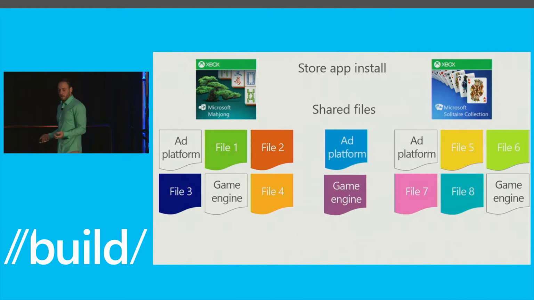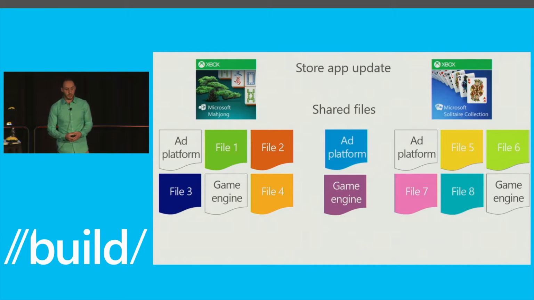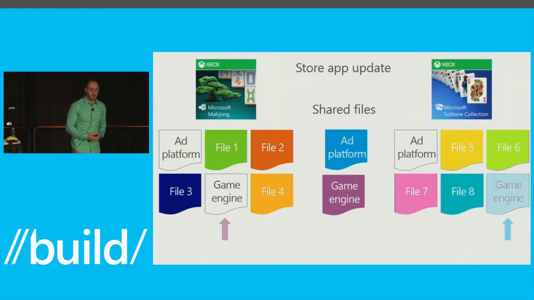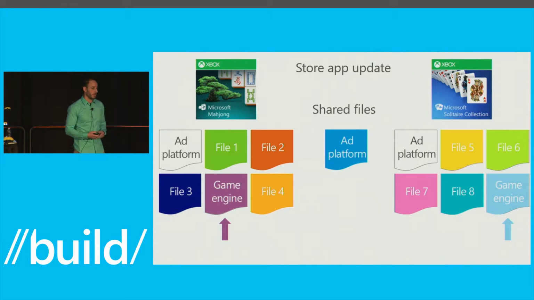Now, the next logical question is, okay, what happens when one of these files actually gets updated? In this case, I'm going to update the Solitaire app. As part of updating the Solitaire app, the game engine is going to change. And when that change happens, as you'd expect, the shared file no longer stays shared. Each app gets its own version again. And then in later versions, if, for example, Mahjong updated that game engine, then that file would become shared again.